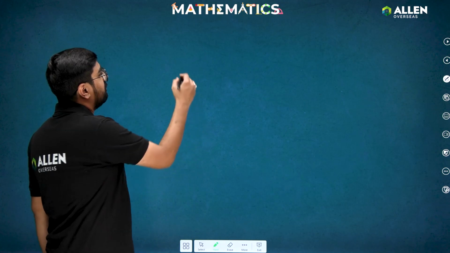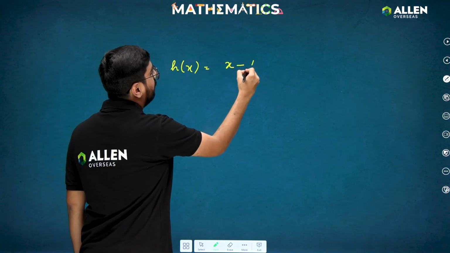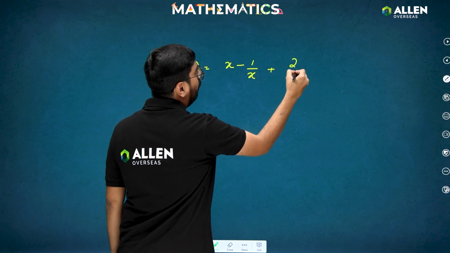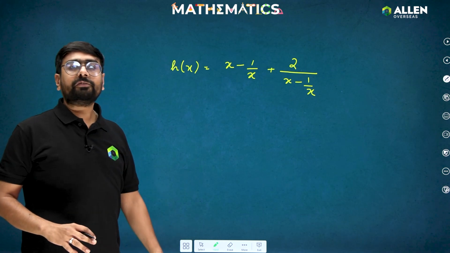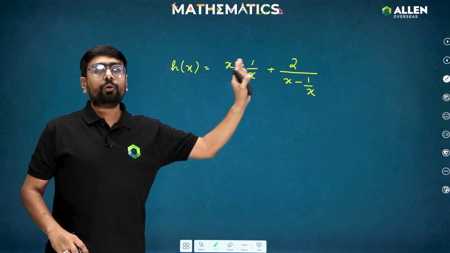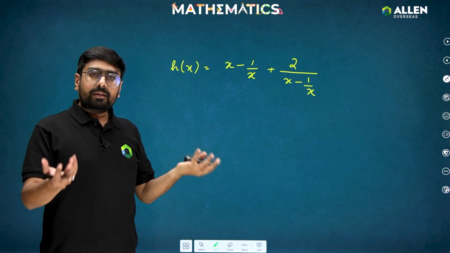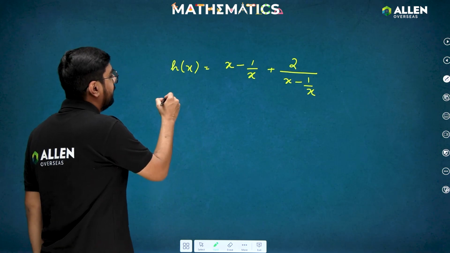So let me write h of x again. My h of x has come out to be x minus 1 by x plus 2 upon x minus 1 by x. Now I can perform the first derivative test. Either I can take x minus 1 by x equal to t and then perform it, but I can directly find the derivative over here also. That can also be done. Let's find the derivative here only.